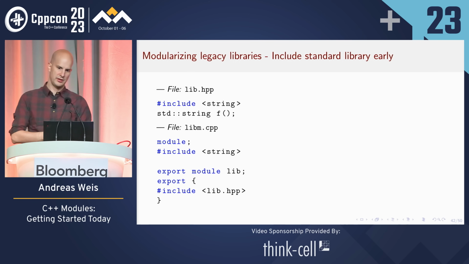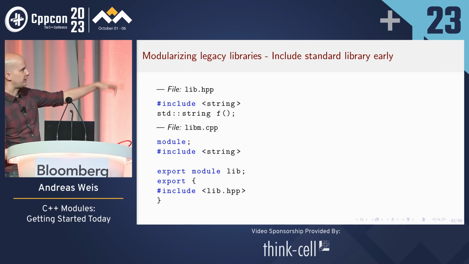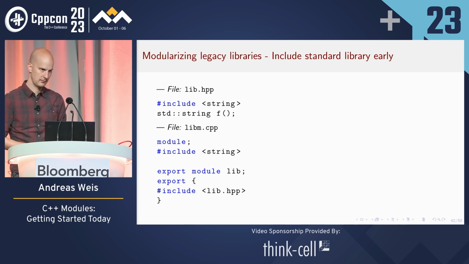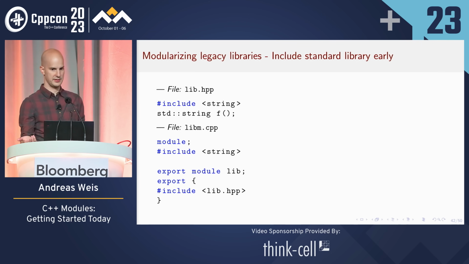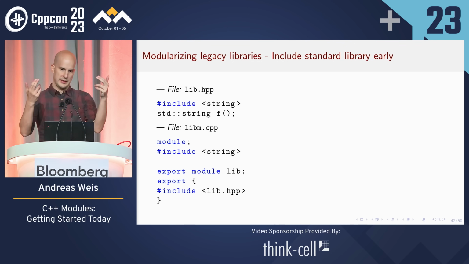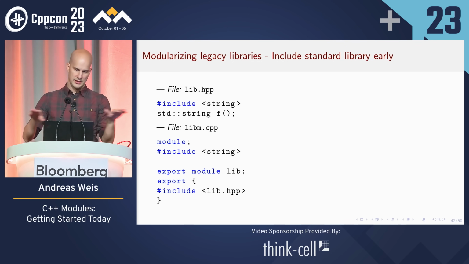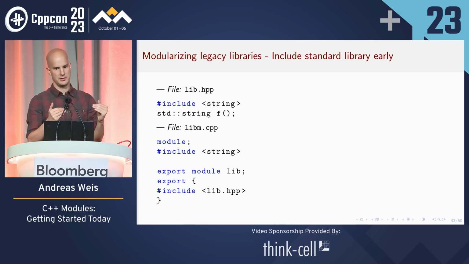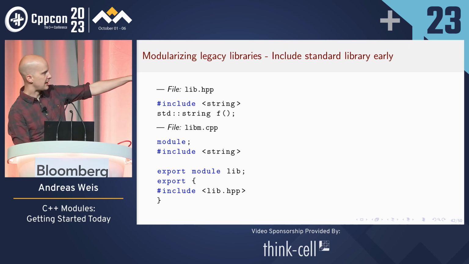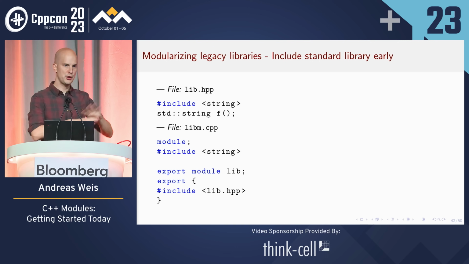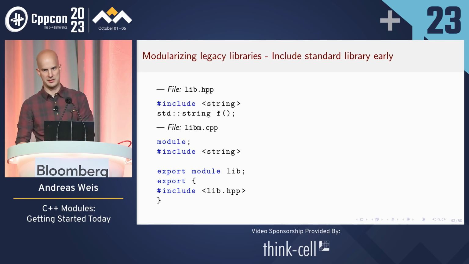So one thing that you can do here is you include the header explicitly in the global module fragment. And what will happen here is when you're compiling the libm.cpp, in the global module fragment, it will include string. That will set the include guard for string. So then when you, in the export block, hit the second include string from the lib.hpp header, it will not do anything, because the include guard has already been triggered and it will not be processed a second time.